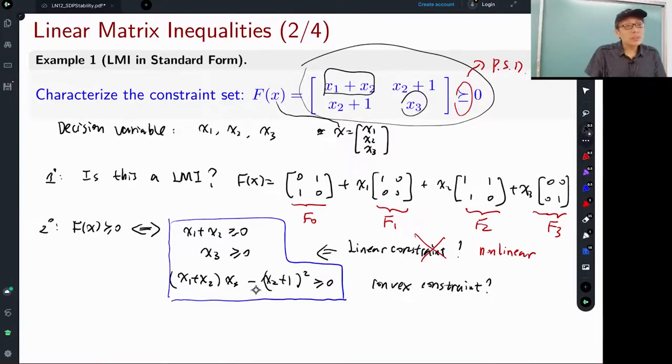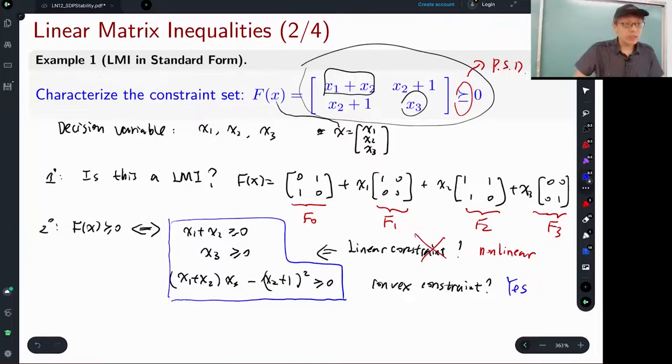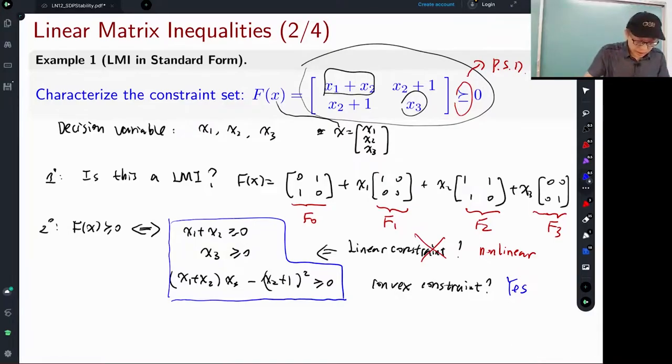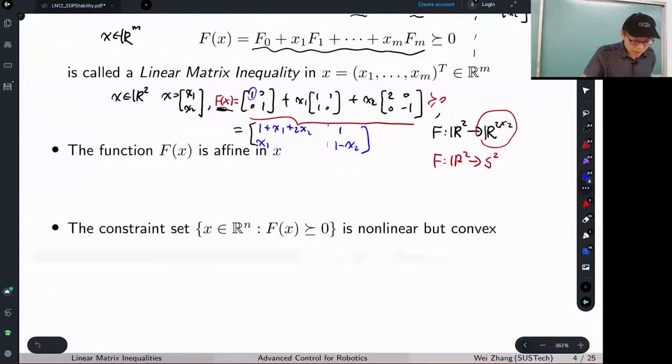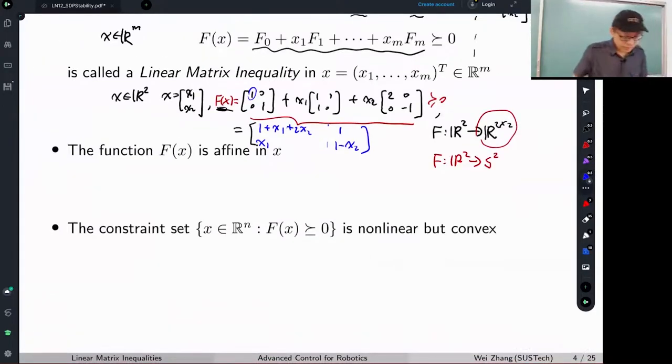Not from this kind of detailed simple expression, but from a more advanced view, we can go back to check it now, okay? So actually, this is yes. I'm going to tell you why this is yes now, right? So that's the example. With this example in mind, I hope you have a concrete feeling about what a linear matrix inequality really is. And let's discuss some important properties.